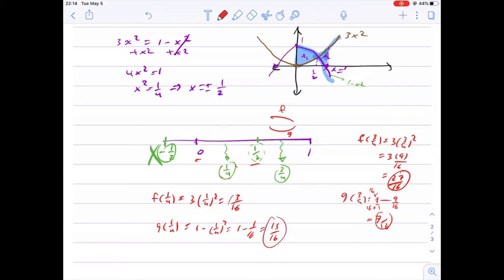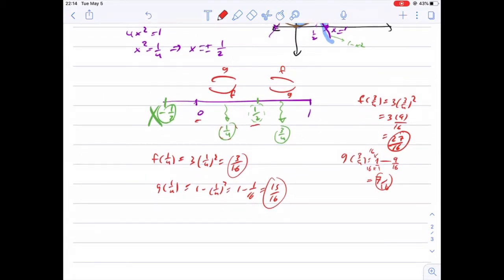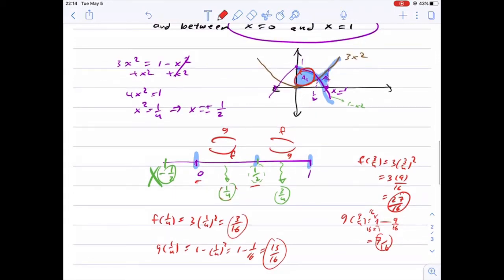As we can see, g is greater than f. That means g is the function above and f is the function below. Now we can integrate. We want to integrate from 0 to 1, but we have to pass through 1/2, and then the functions change their value. I mean, which one is above and which one is below. So to find the area, we need to find this area and then this area.